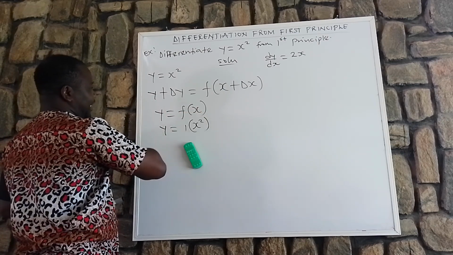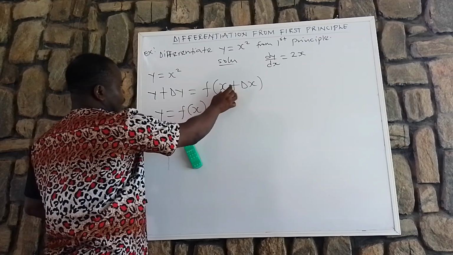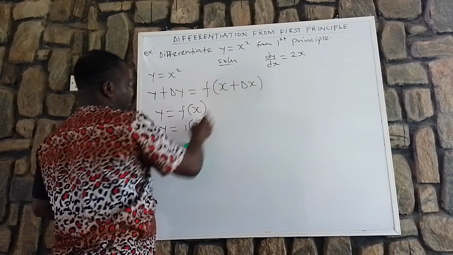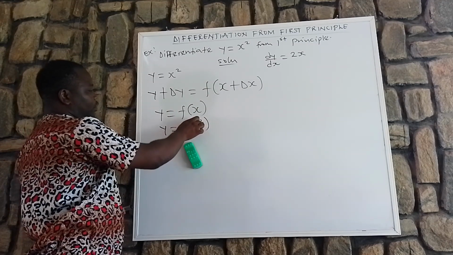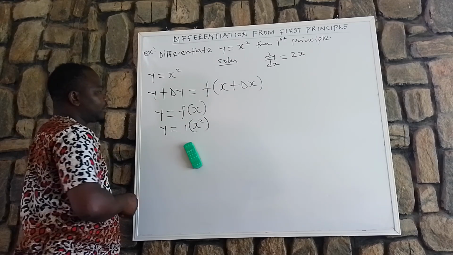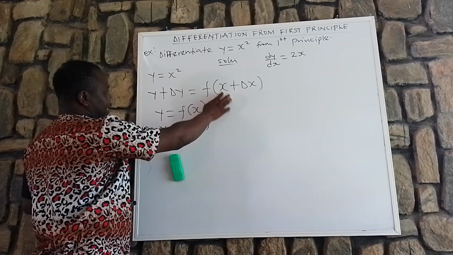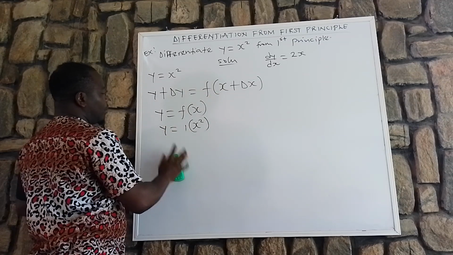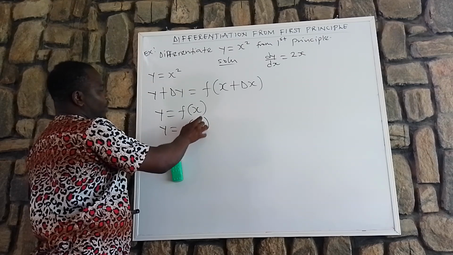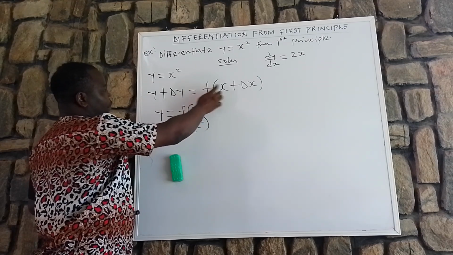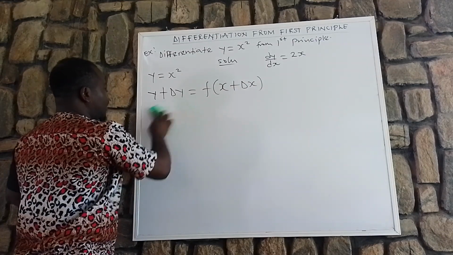It implies that this x here, we can use x plus dx to represent this x here. But mind you, this x has what? Square. x raised to the power of what? Square. So now, for us to write out this here, using this formula, instead of f of x plus dx, we'll write it this way.